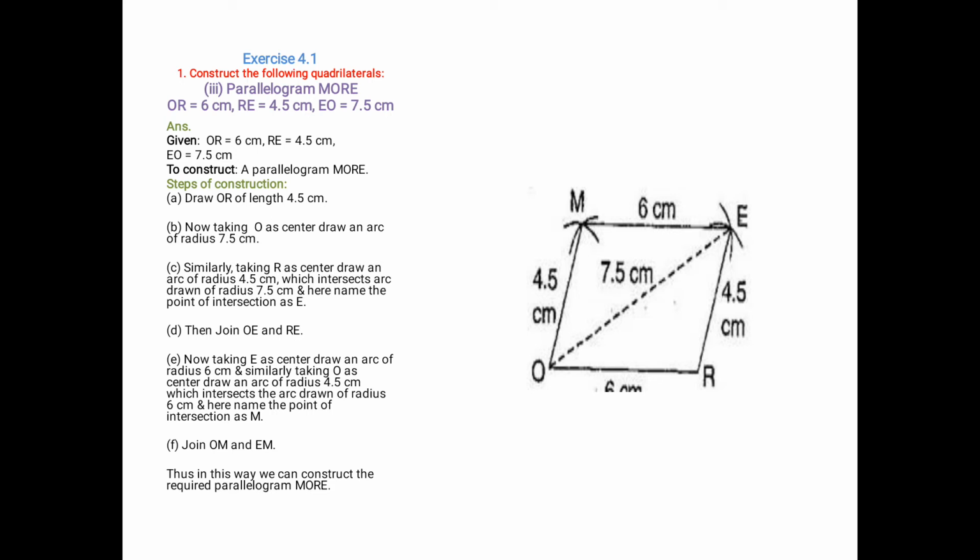Now, taking E as center, draw an arc of radius 6 cm, and similarly taking O as center, draw an arc of radius 4.5 cm which intersects the arc drawn of radius 6 cm, and here name the point of intersection as M. Here also join OM and EM. Thus, in this way we can construct the required parallelogram MORE.